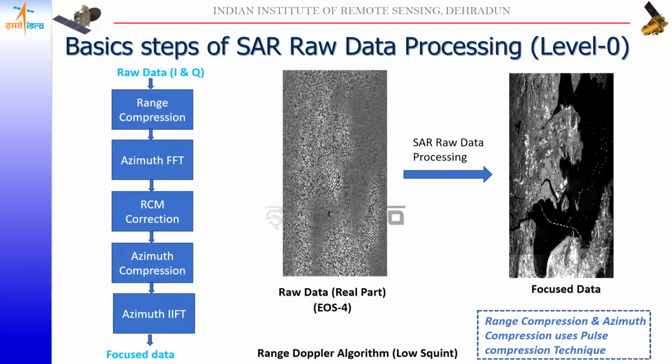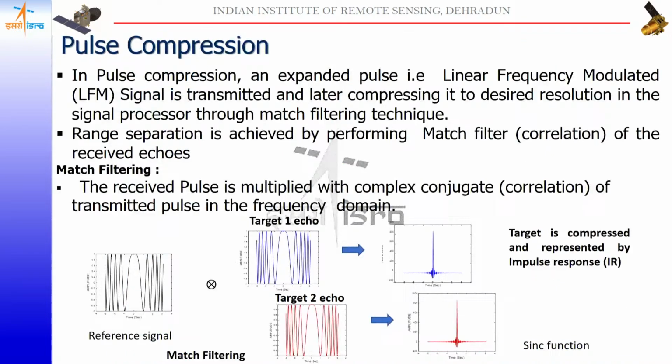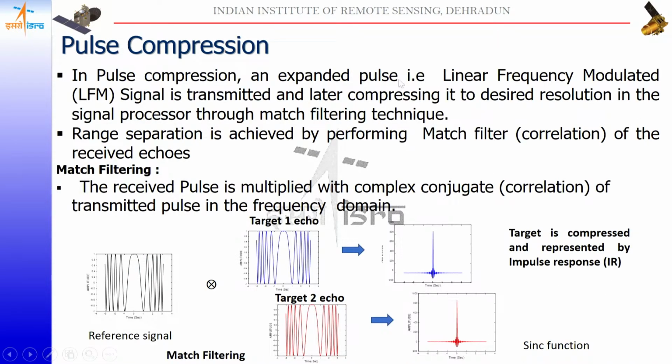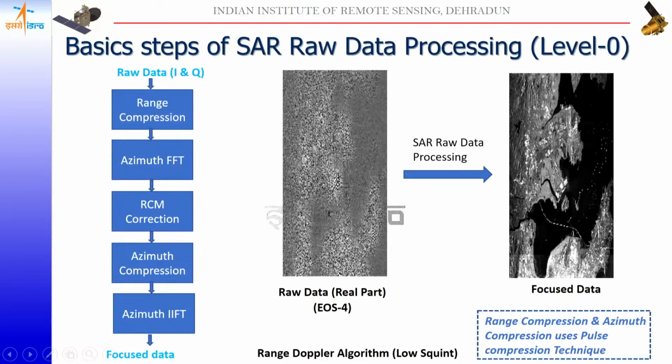In the case of SAR, we will apply this pulse compression technique in both the range direction and the azimuth direction. In the azimuth direction, this LFM signal is formed by the synthetic aperture concept. In the range direction, we are transmitting the LFM wave and using the pulse compression technique to compress the signal.